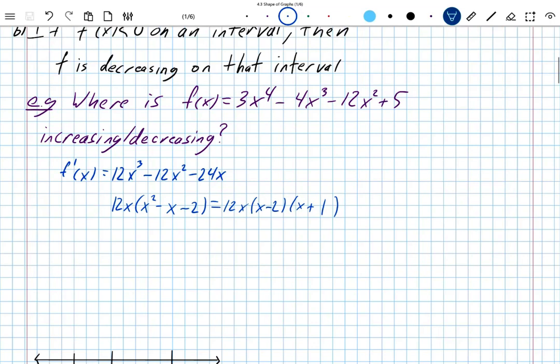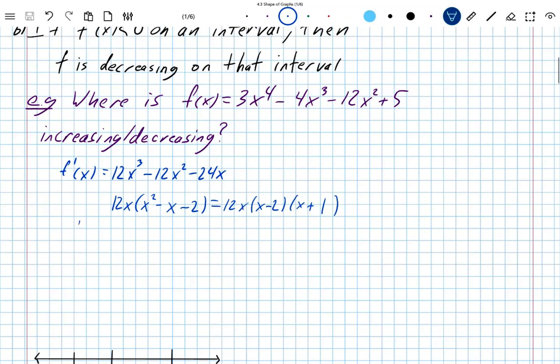Okay, the joy of a factored form is that now I know where f prime of x equals 0, when x equals, and we just look at our factors, 0, 2, or negative 1. Whatever would make any of those factors 0. All right, from here, still lots of ways to figure out where it is positive or negative.